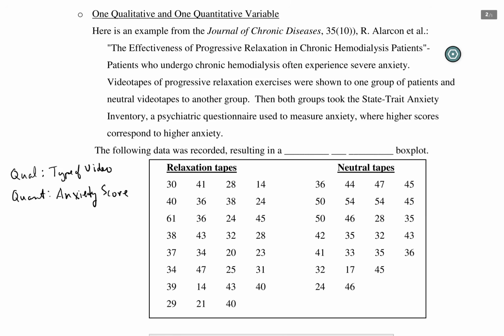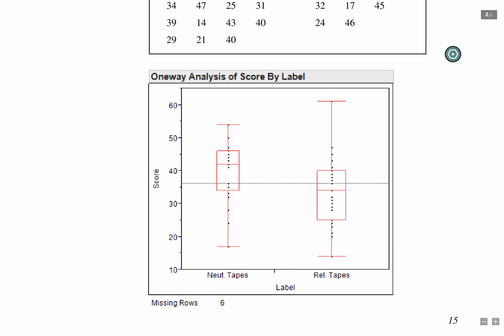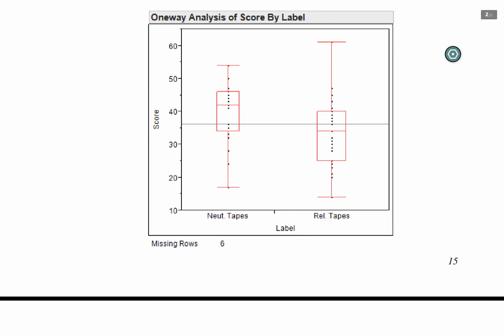Now, here's the raw data: relaxation tapes, neutral tapes, and their various scores. There's the data, and if you want to look at a side-by-side box plot, that's a common way to compare these two data sets. So there you can look at the side-by-side box plot of neutral tapes and relaxation tapes. This box plot was done in JMP, and there's JMP materials for you to figure out how to do this.